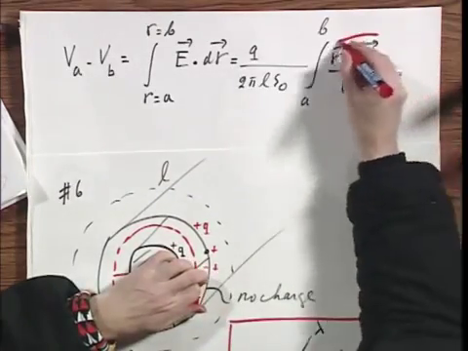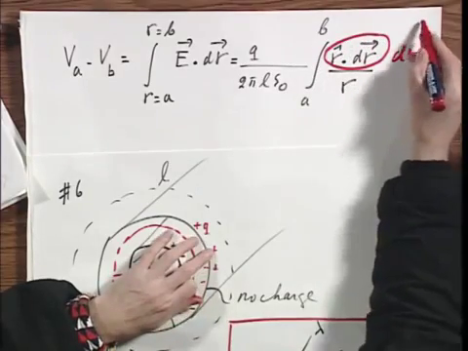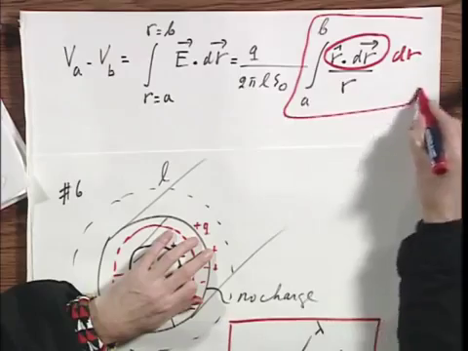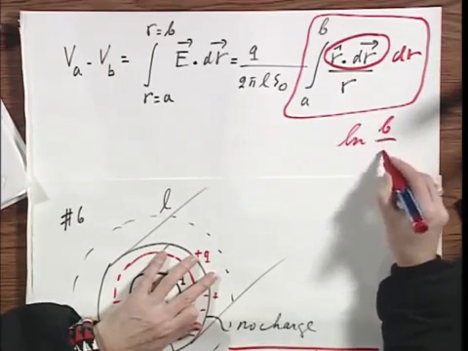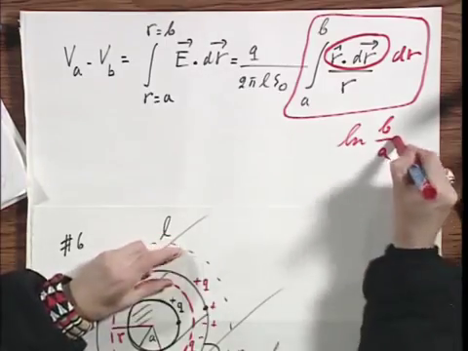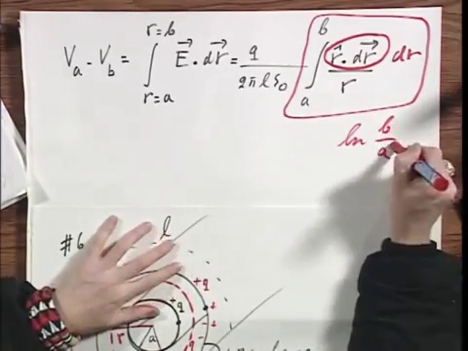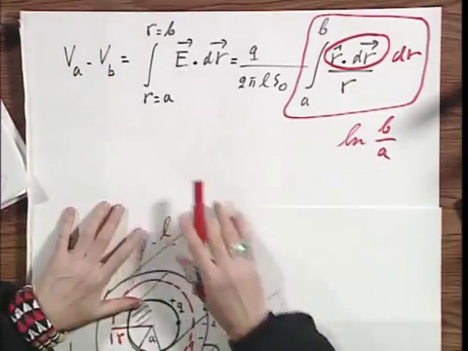This dot product is a scalar, which is the same as dr, and this integral equals the logarithm of B divided by A. And so, since this is positive, since B is larger than A, you see that A has a larger potential than B.